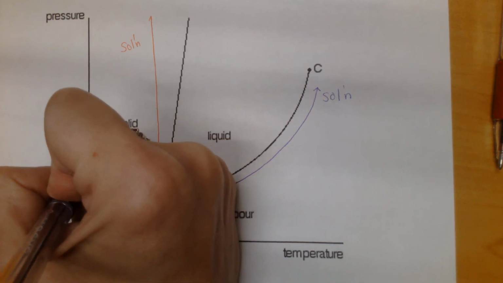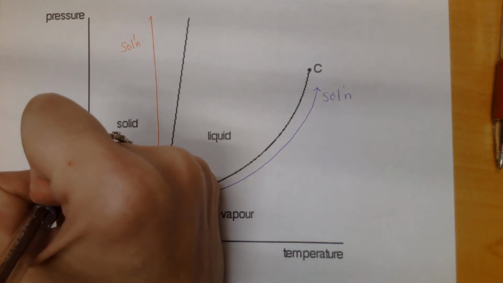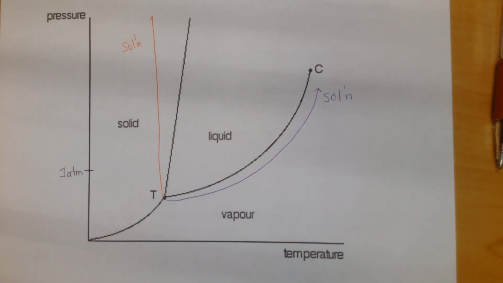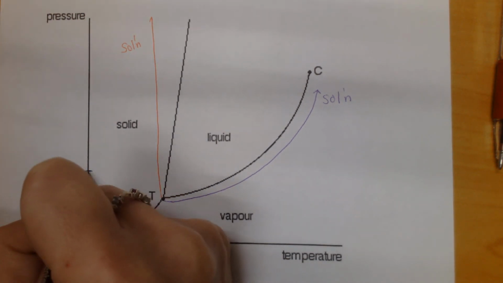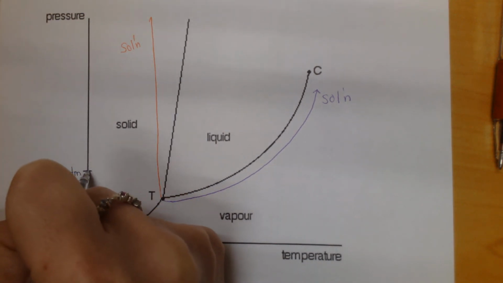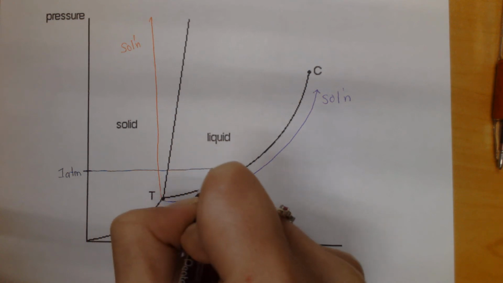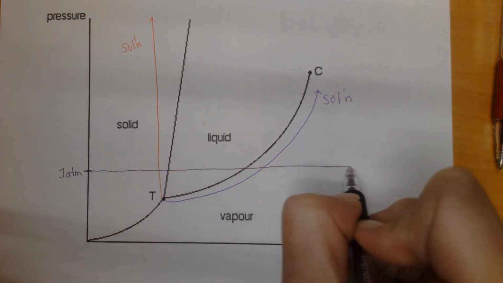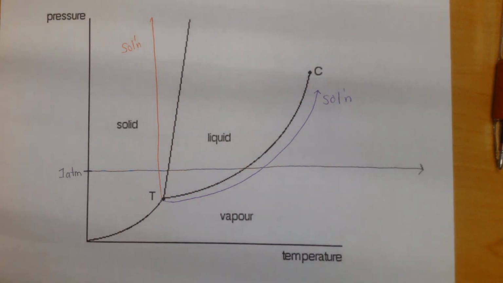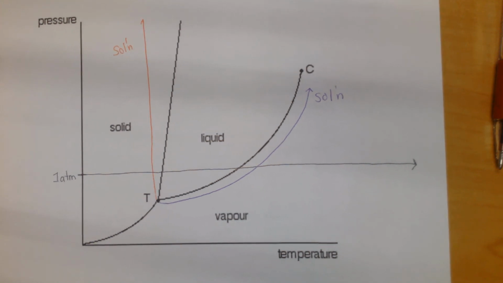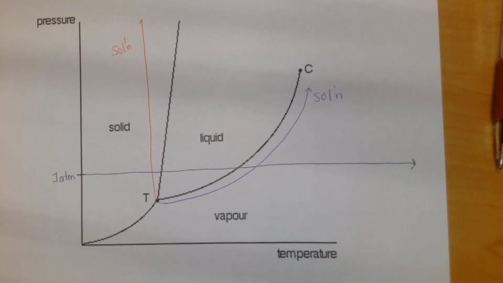Okay, so let's look at normal boiling. Let's say this is 1 atmosphere of pressure, so normal regular conditions. I'm going to draw a line across like that. That represents the pressure of normal regular things.